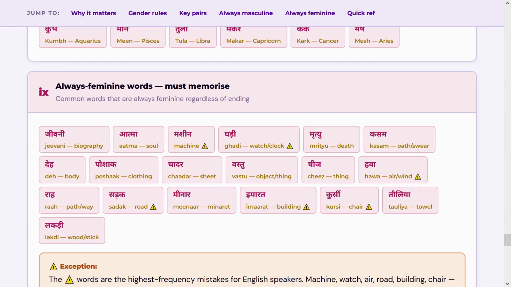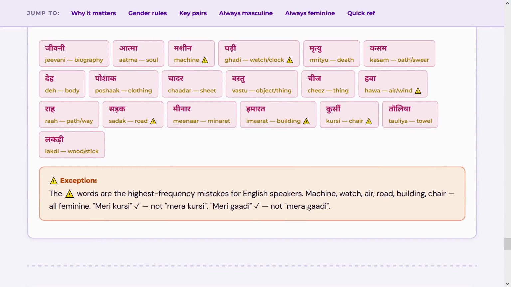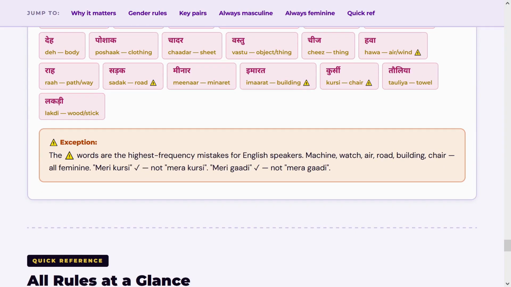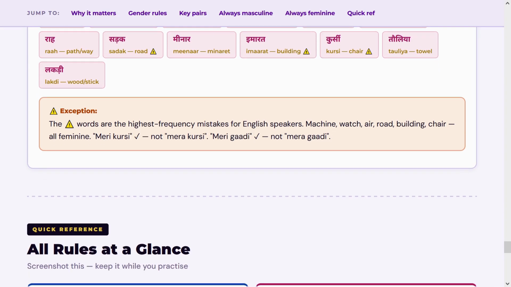which is object or thing, cheez, thing, Hawa, air or wind, Raah means pathway, Sadak means road, Minar means minaret, Imarat means building, Kursi means chair, Tauliya means towel, Lakdi means wood or stick. These words are the highest frequency mistakes for English speakers. Machine, watch, air, road, building, chair, all feminine. Meri kursi, not mera kursi. Meri gadi, not mera gadi.